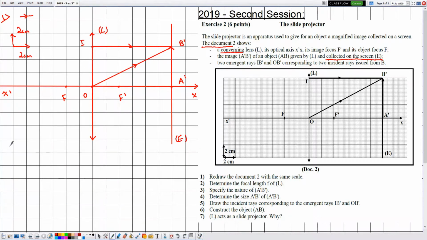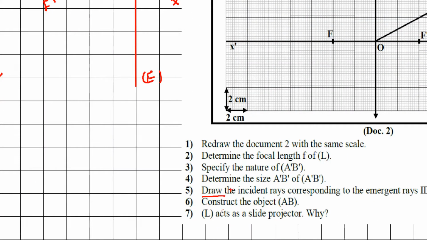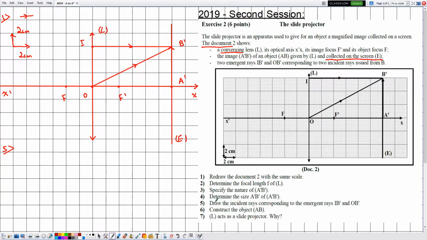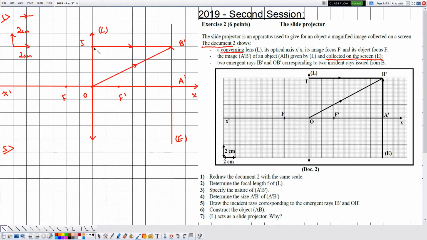So now number 5. They are telling me draw the incident rays corresponding to the emergent rays IB prime and OB prime. They told me draw, so draw means that we need to trace, with no need to justify. So let's start with IB prime. Notice that IB prime is an emergent ray parallel to the optical axis, and we know that an incident ray passing through the object focus emerges parallel to the optical axis. Therefore, the incident ray corresponding to IB prime is passing through the object focus like this.